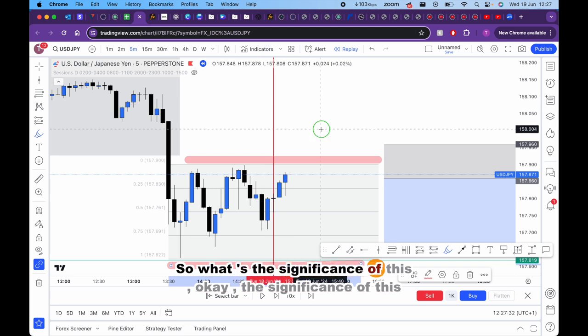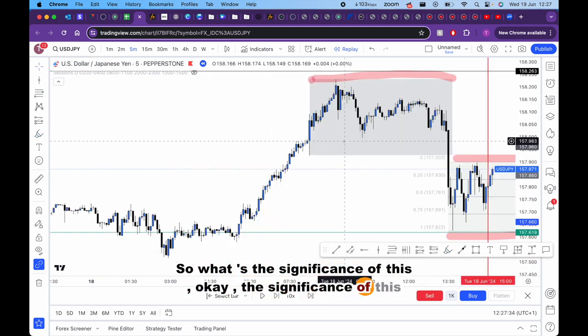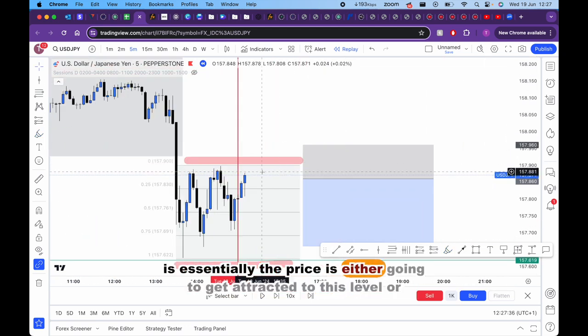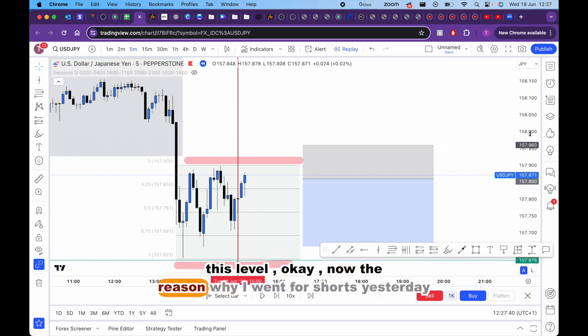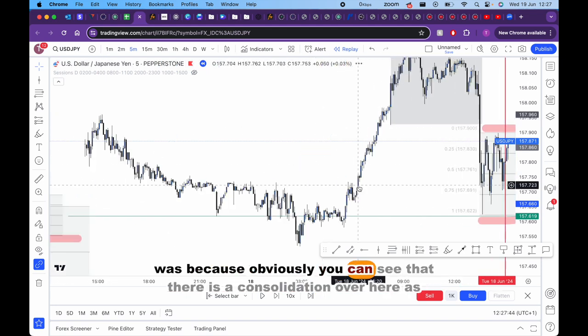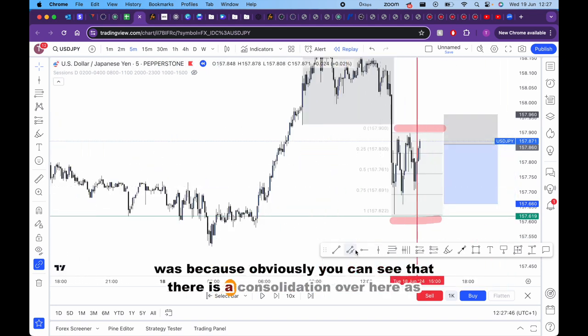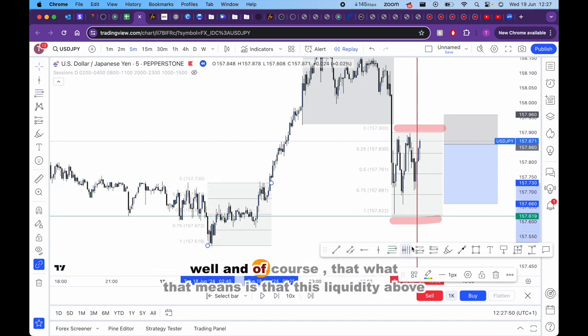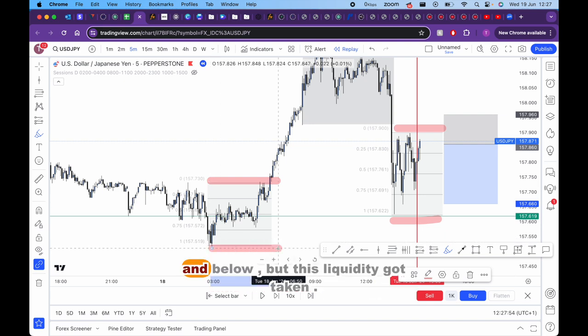So what's the significance of this? Okay, the significance of this is essentially that the price is either going to get attracted to this level or this level. Now the reason why I went for shorts yesterday was because obviously you can see that there is a consolidation over here as well, and of course what that means is that there's liquidity above and below, but this liquidity got taken.